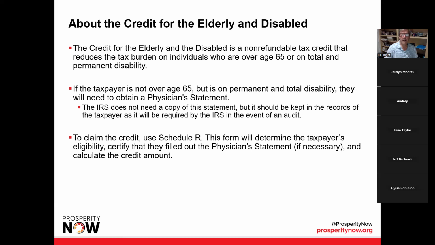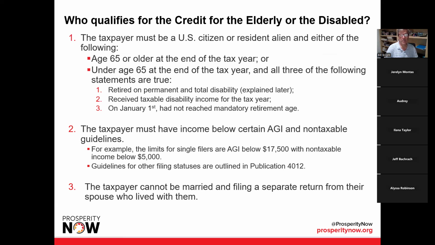The credit for the elderly and disabled is a non-refundable tax credit that reduces the tax burden on individuals who are over 65 or on total or permanent disability. Once we get rolling in one of these, it may or may not throw up a Schedule R, which can be a little complicated. And actually, I have not done a Schedule R in probably 5 or 6 years, so I'm just going to go through some of the issues here.